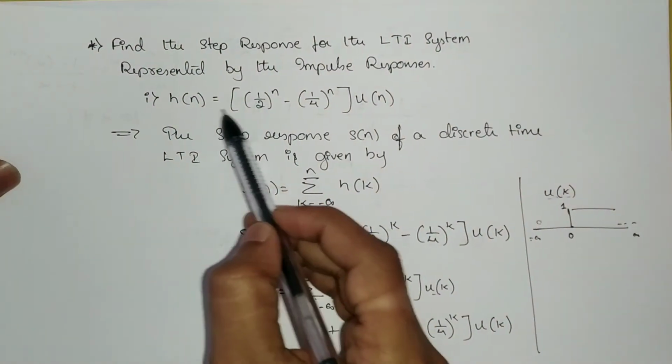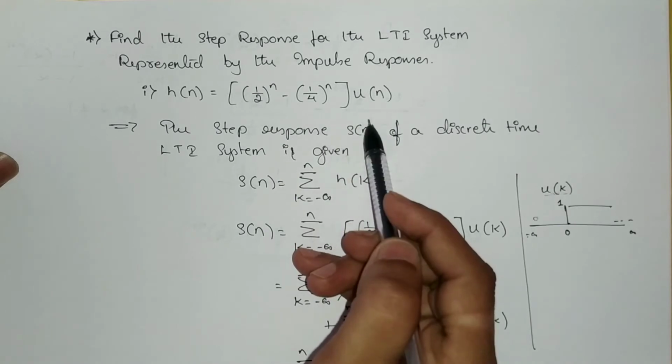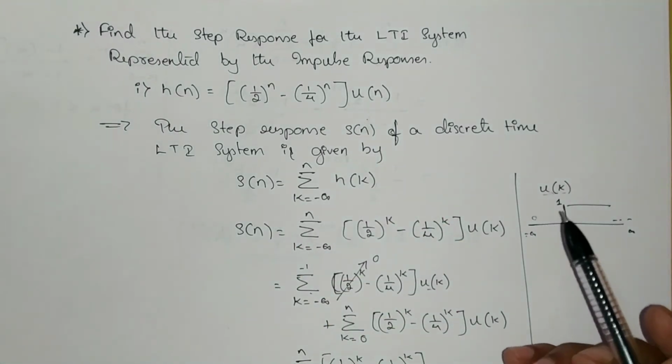The impulse response h of n is equal to (1/2)^n minus (1/4)^n into u of n.